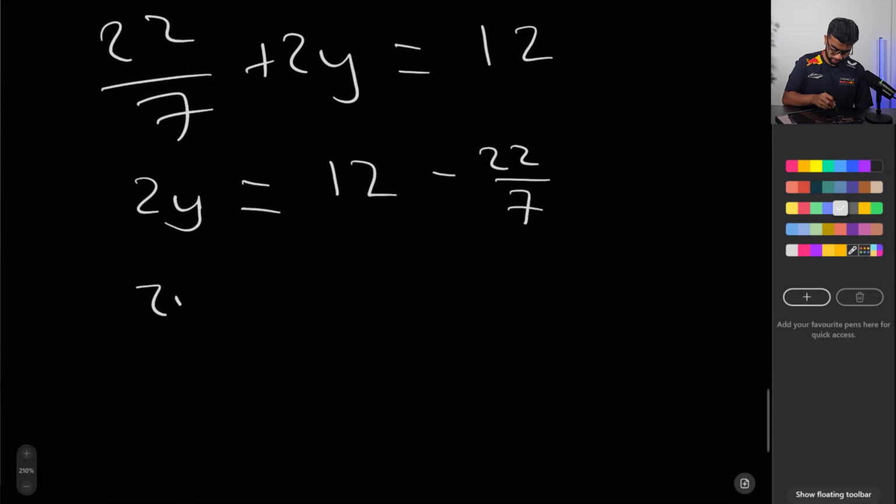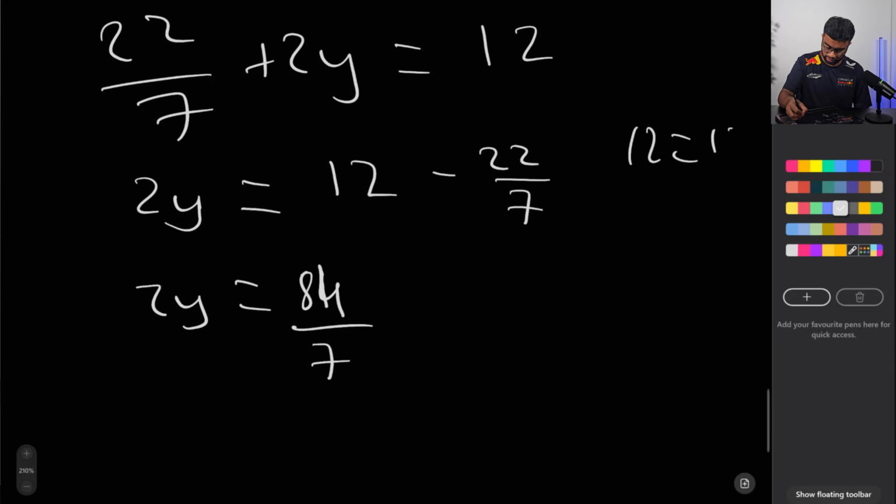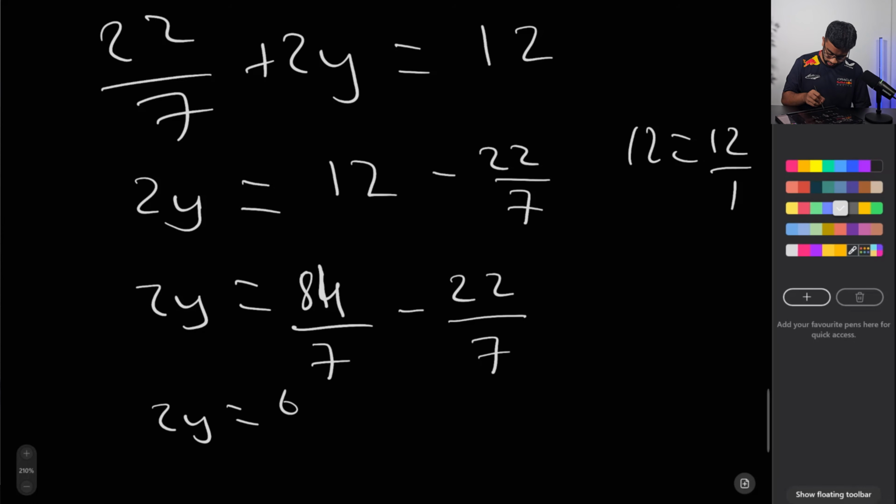To make it easier for us, we can just say that this 12 is the same as 84 over 7, because we just multiply top and bottom by 7. 12 is the same as 12 over 1. Multiply them both by 7 to give us 84 over 7, so we can subtract easier. Minus 22 over 7 is equal to 2y. So we'd have 2y is equal to 62 over 7. So then y is equal to 31 over 7. And that is how you complete this simultaneous equations question.